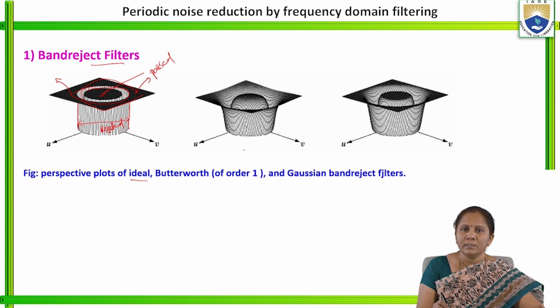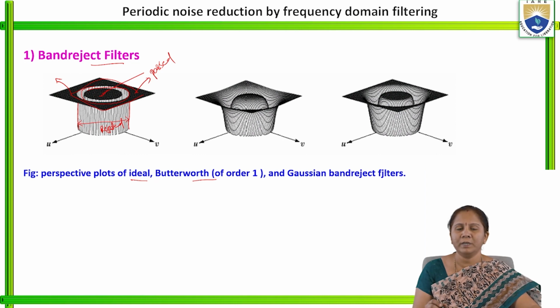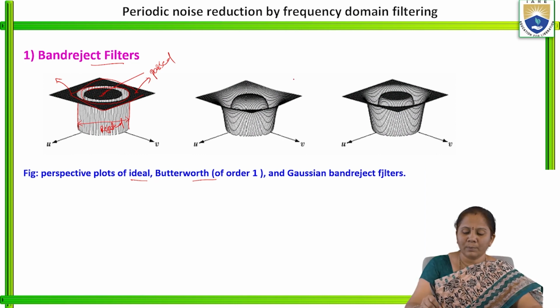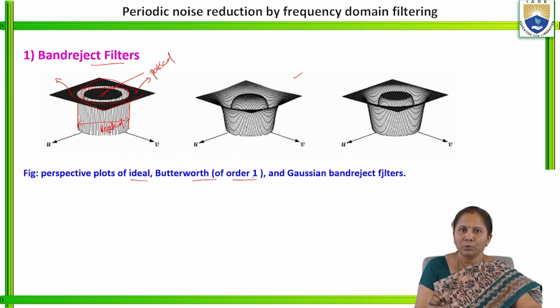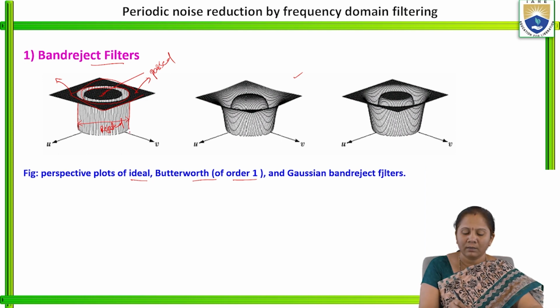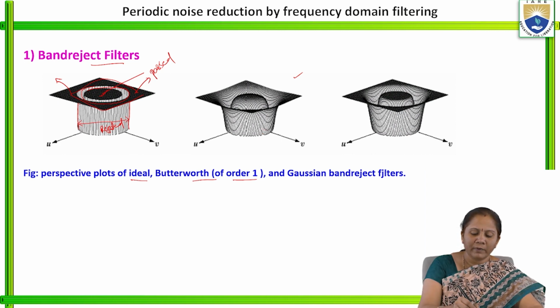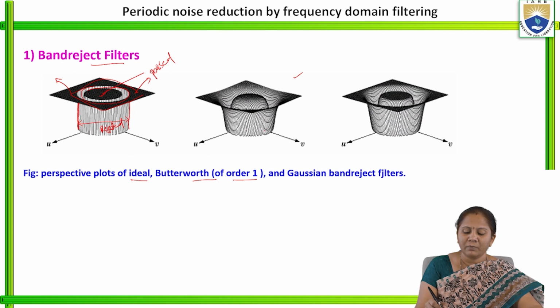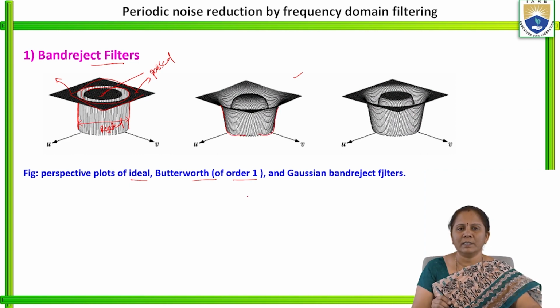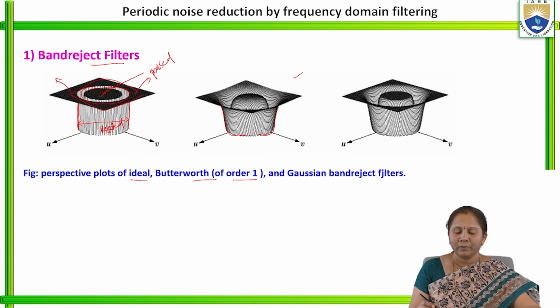The next plot represents the perspective plot of the Butterworth filter. The Butterworth filter operates based on the order, so this is the plot when the order, that is the n value, is considered as 1. If we observe here, this is the ideal band reject filter and this is the Butterworth band reject filter. In the ideal we have a sharp transition, whereas in the Butterworth the transition has a curve. So the Butterworth transition is smooth.